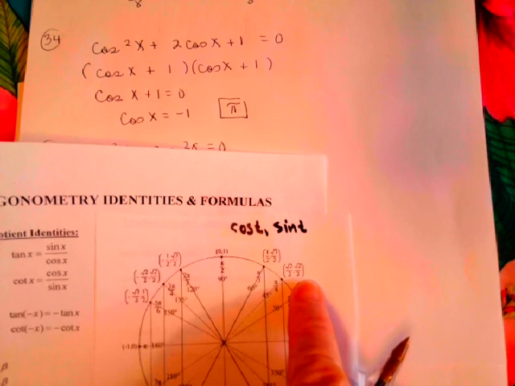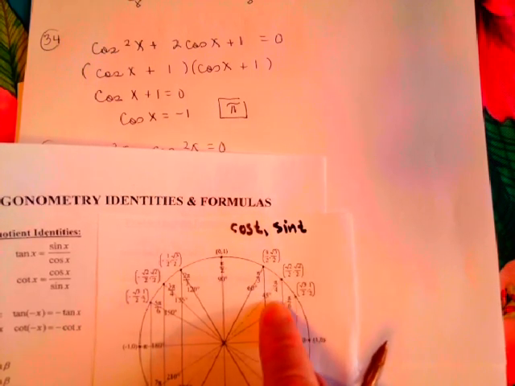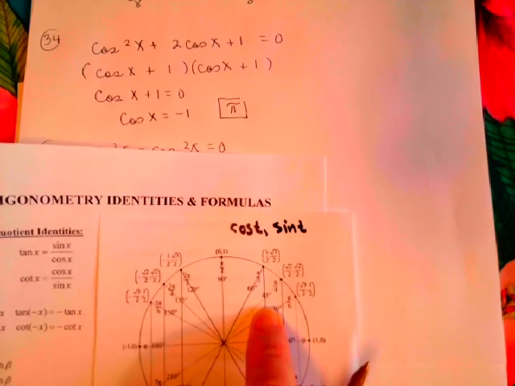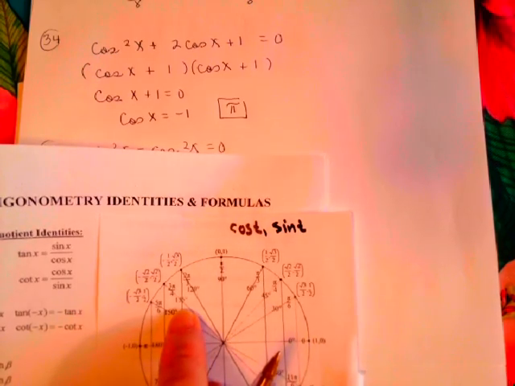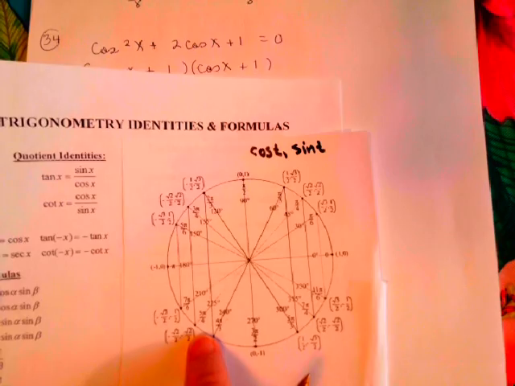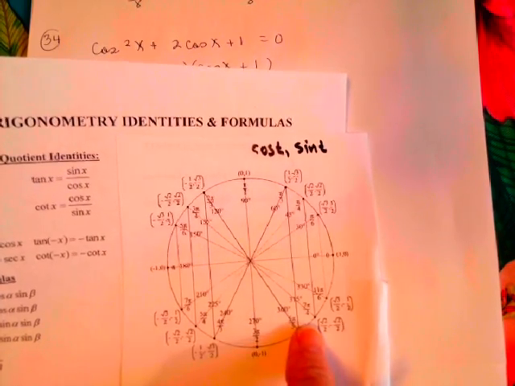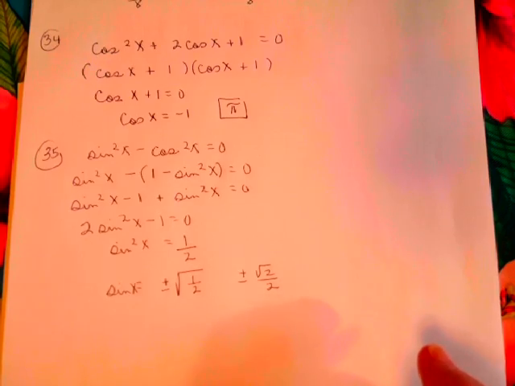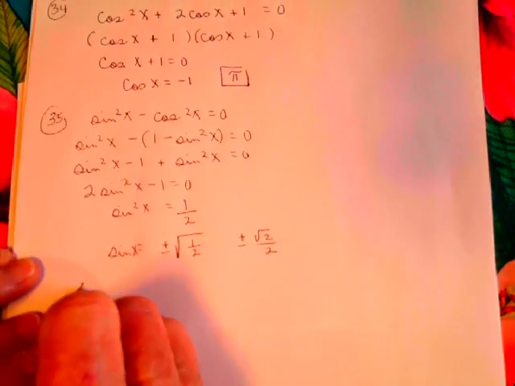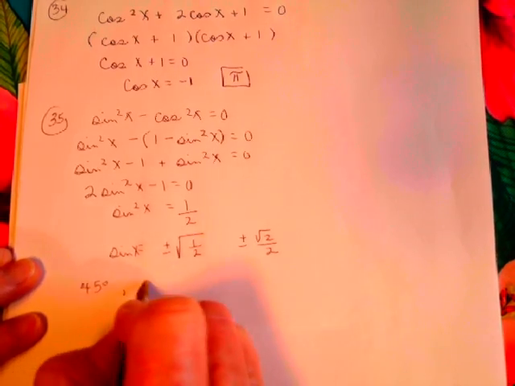Looking for all the places where that second number is the square root of 2 over 2. I see that that happens at 45. I see it happens at 135. I see it happens over here at 225. I see it happens at 315. If you can write those down in degrees if you want to, just because it might sort of make you think about it a little better.